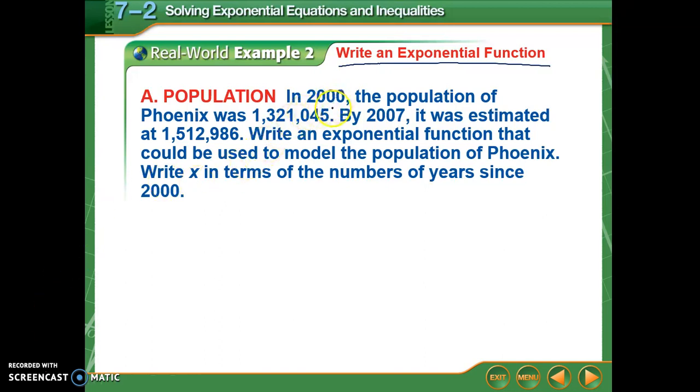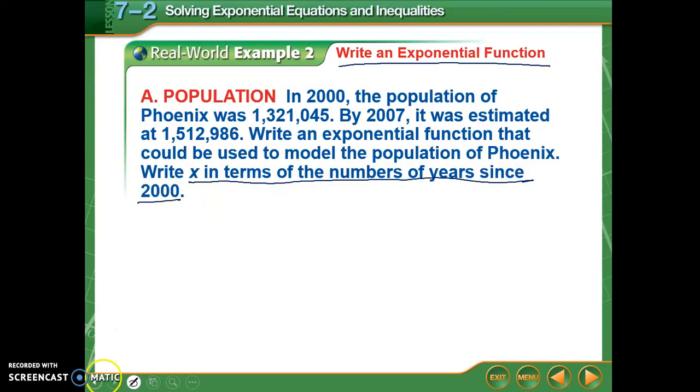It says, in the year 2000, the population of Phoenix was 1,321,045 people. By 2007, it had grown. It was estimated at 1,512,986. We're going to write an exponential function to model their population.